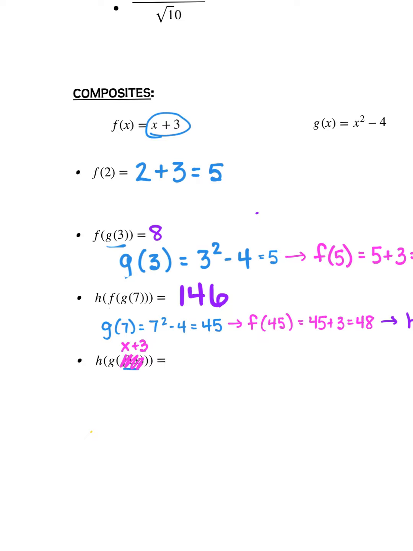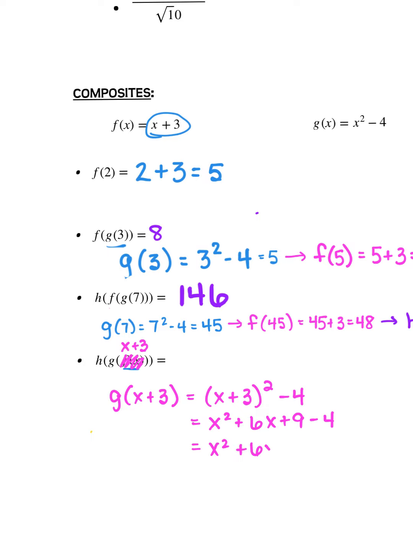And that just means put x plus 3 in for x. So that's going to look like this. Let me write this down here. g of x plus 3 means x plus 3 squared minus 4. I'm going to simplify this. So x plus 3 squared, if I were to FOIL that, is going to come out to x squared plus 6x plus 9. And then we have minus 4. So that's x squared plus 6x plus 5.